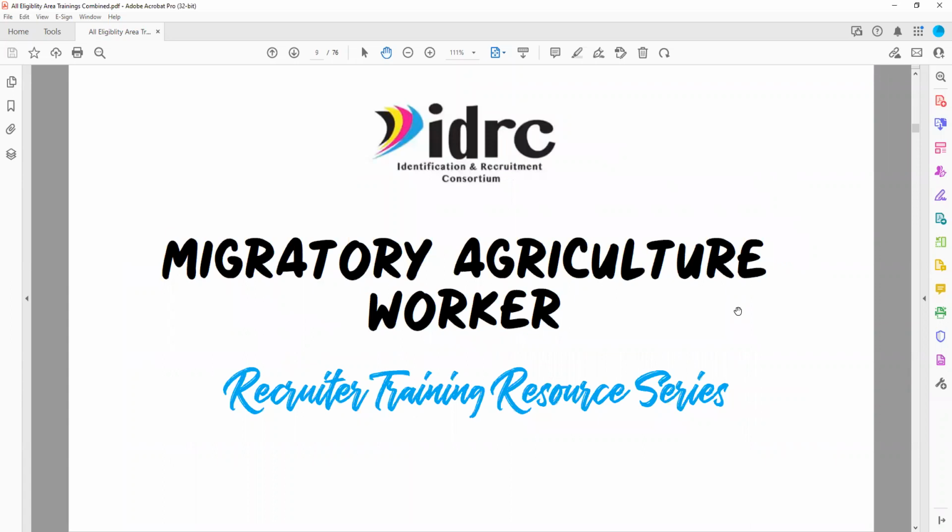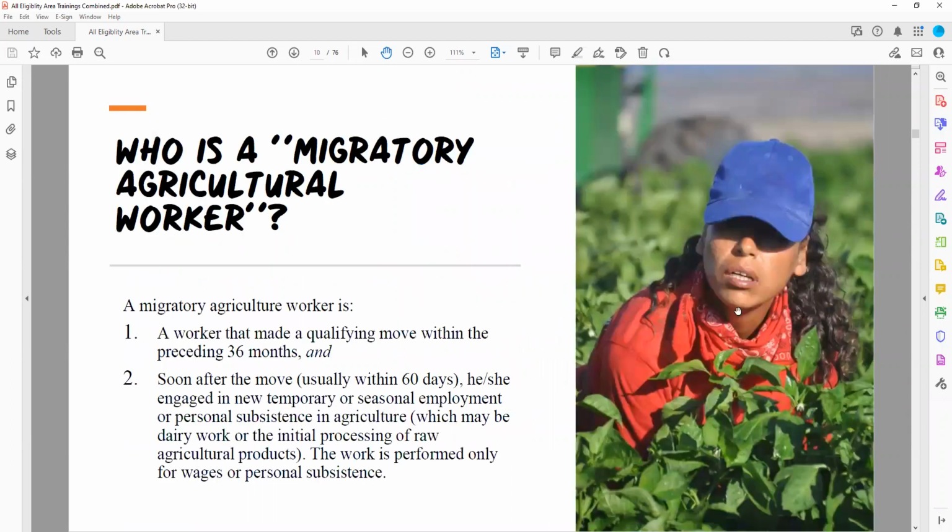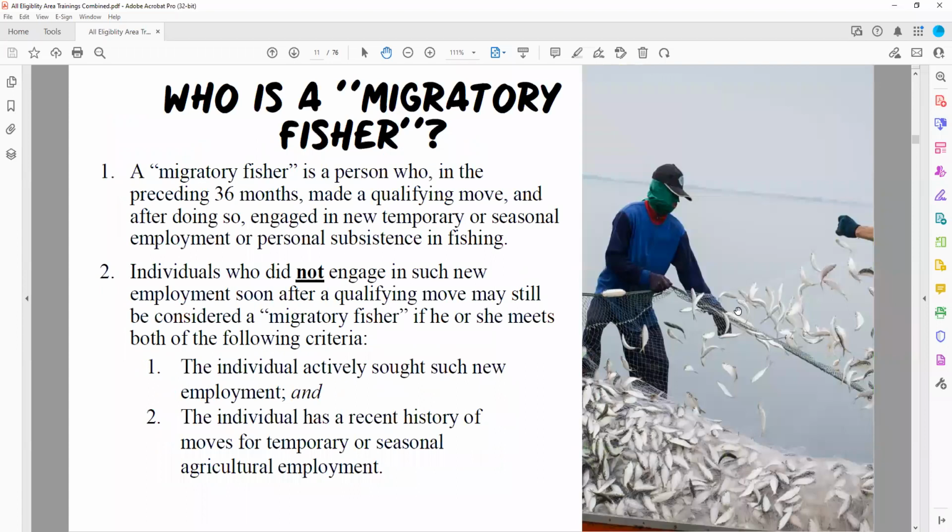So moving now, we're going to talk a little bit more about the migratory agricultural worker themselves, and go a little bit deeper into that. A migratory agricultural worker is a worker that made a qualifying move within the last 36 months, like we just mentioned, and right away, within 60 days, he or she engaged in that new work that was eligible. So again, it has to be the initial processing, it has to be a job that's working with the raw product, and it has to be a job that's performed for wages or personal subsistence.